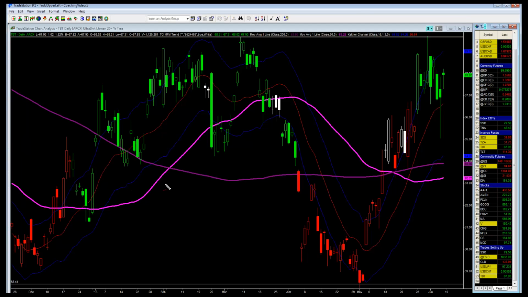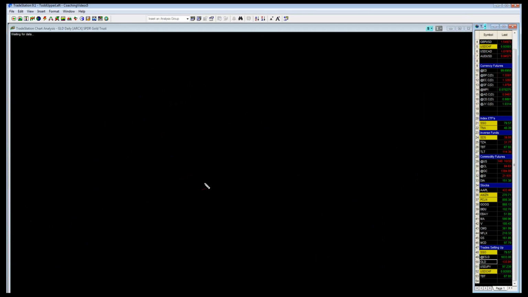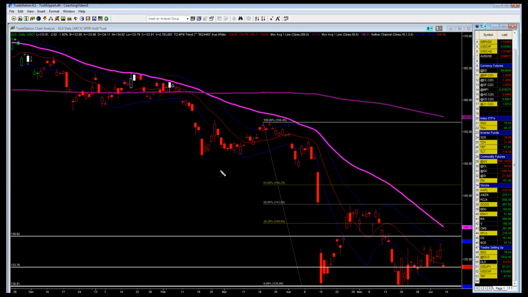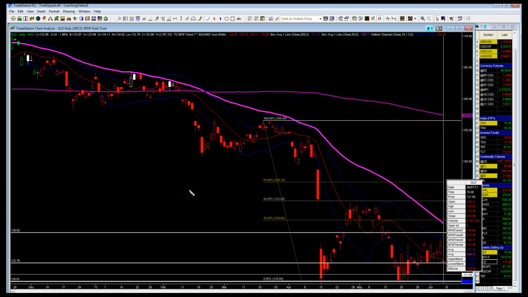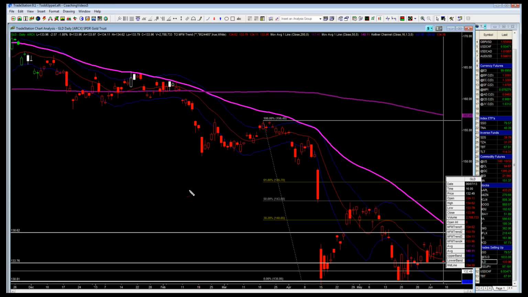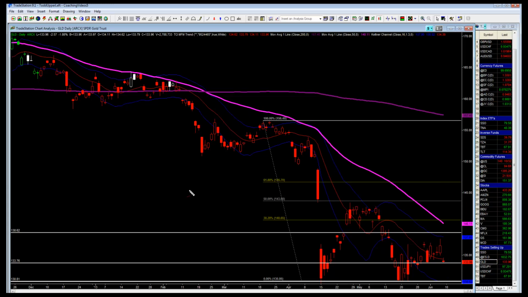Okay. Remember, we've been long this for about a week now. I've got my stop on GLD, the ETF of gold, at 133.69. The market misses by about 10 cents. So it's pretty much a break-even trade at this point, okay? So I'm at 133.69 there.